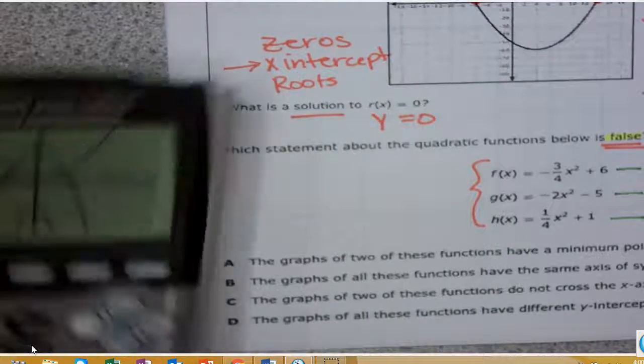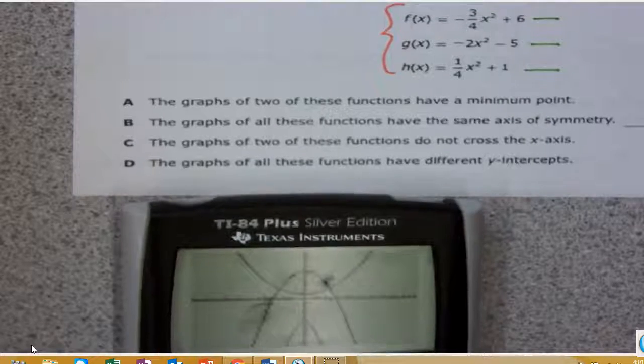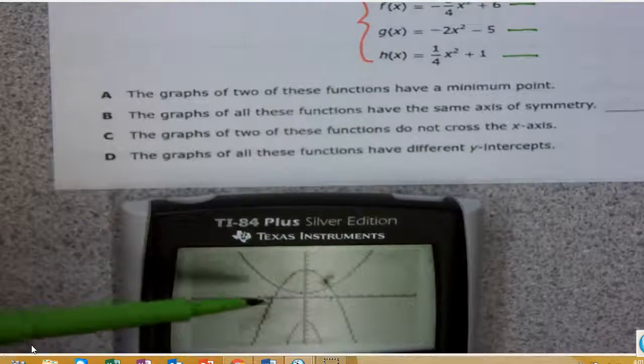I don't know how to put it so you can see. So the graphs of two of these functions have a minimum point. Is that true?